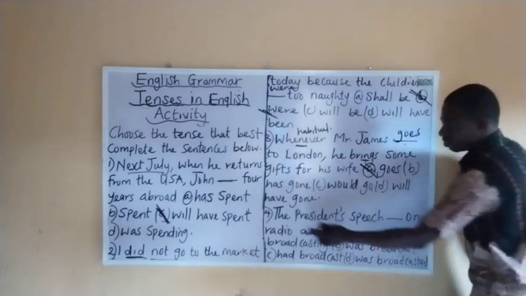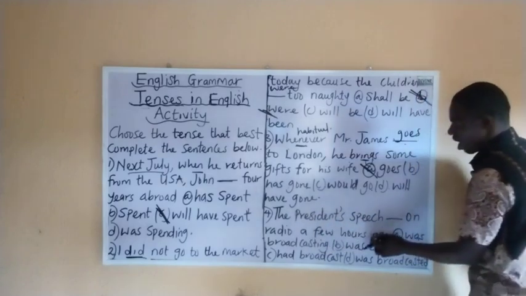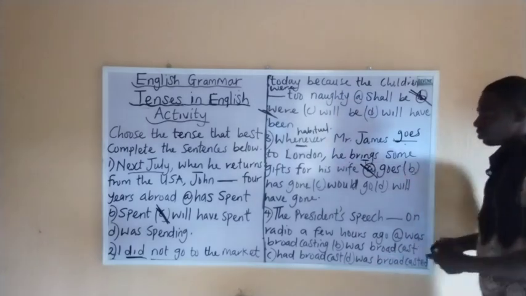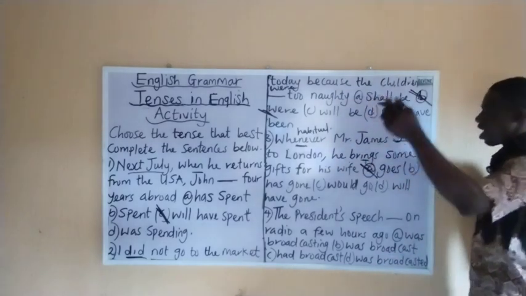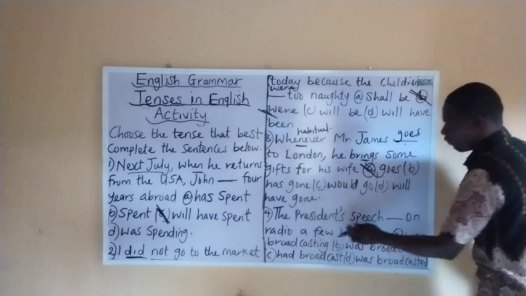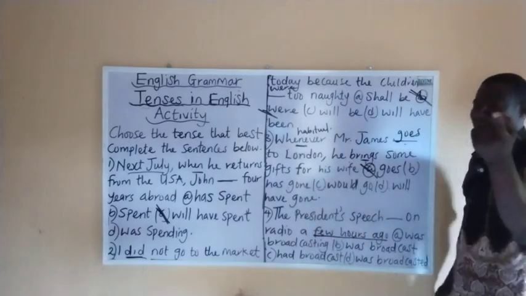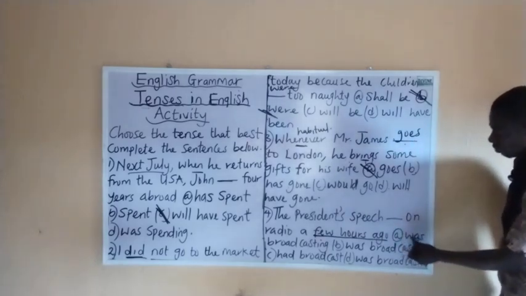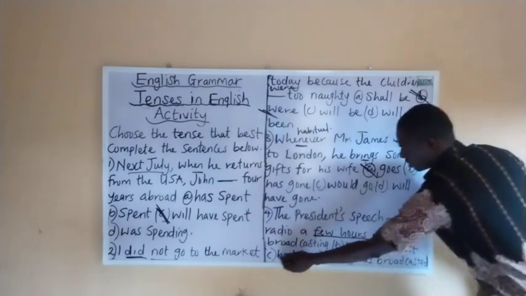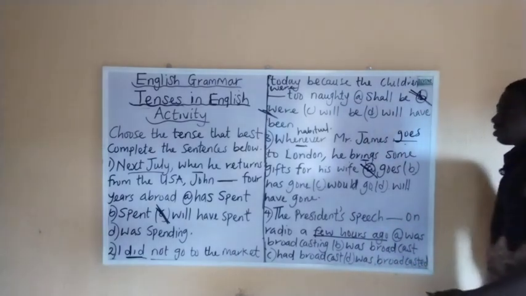Okay, number 4. The president's speech dash on radio a few hours ago. That's past. A few hours ago shows that the action is past. Okay, fine. We have options: A was broadcasting, B was broadcast, C had broadcast, D was broadcasted.